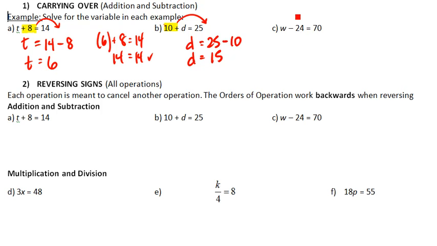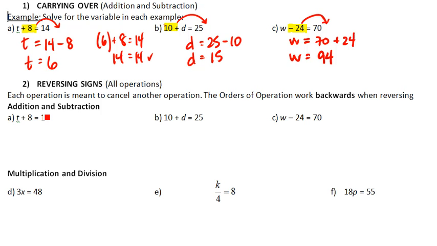The third example has w minus 24 equals 70. This time I have to move my negative 24 to the other side, and it becomes w equals 70 plus 24. The negative sign becomes positive when it crosses over the equal sign. w equals 70 plus 24, and that equals 94. Again, I can check by putting this back in and seeing that 94 minus 24 is 70.